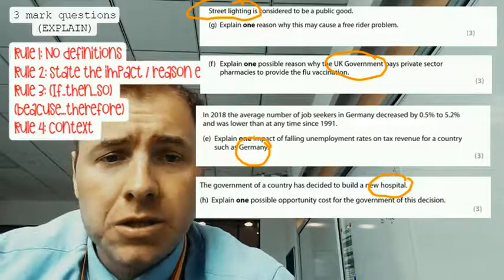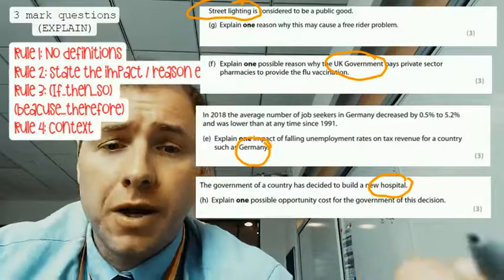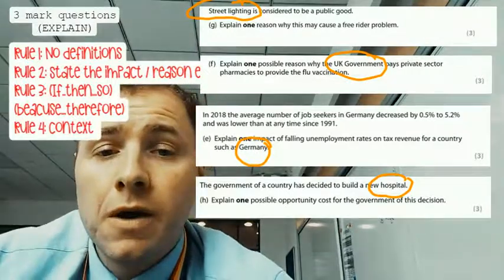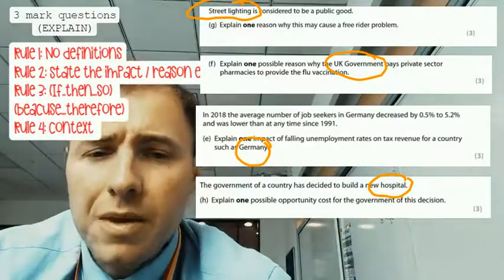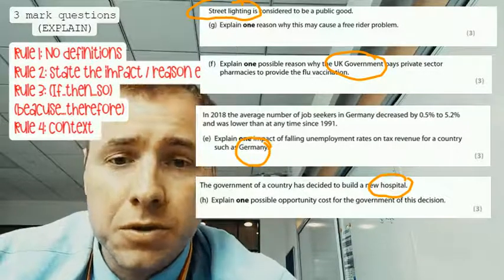The second question is asking us about the UK government. So it's going to be in context towards the UK government. The same for the third question in terms of Germany. And the last question, the government of the country has decided to build a new hospital.